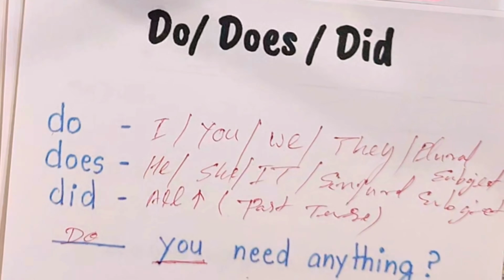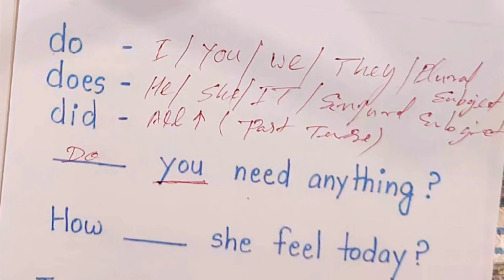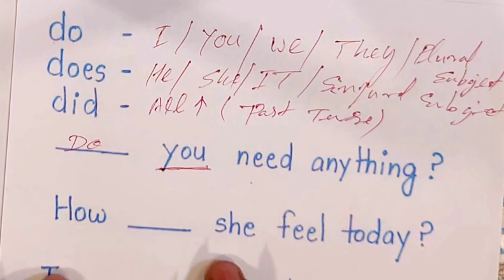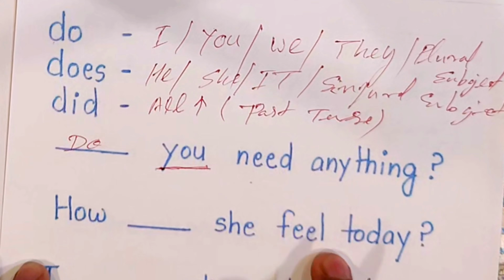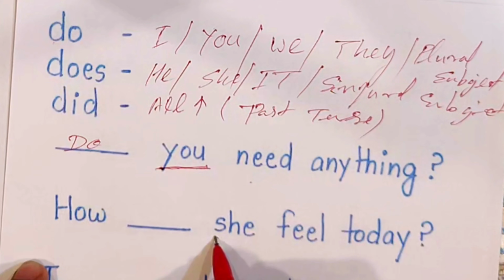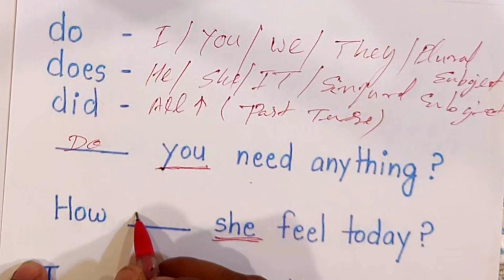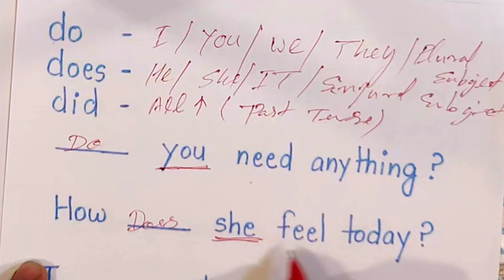And next one, the sentence we have, how blank she feel today. And we have here she, and with she is here does. So we use how does she feel today.